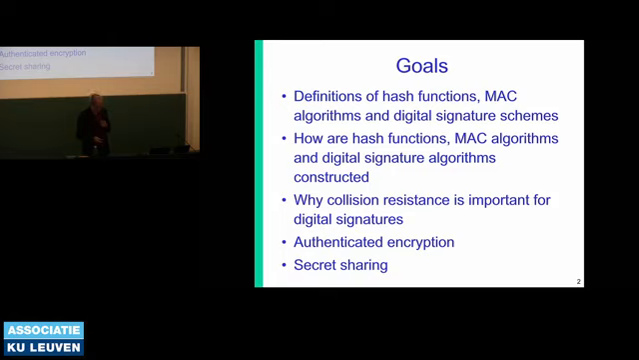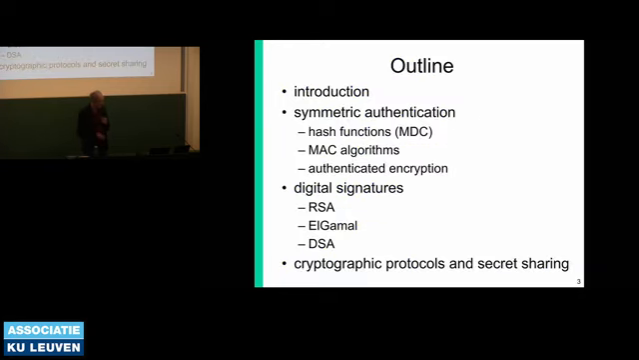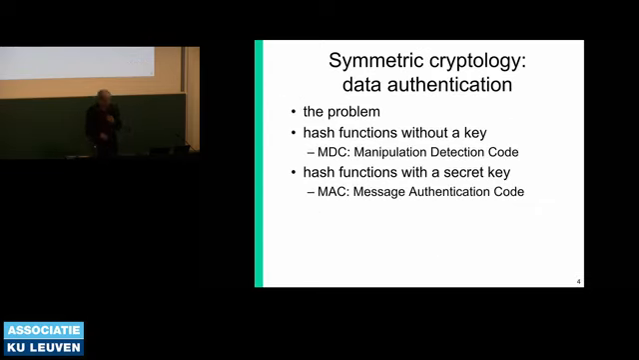We look at collision resistance for hash functions, and we look also at authenticated encryption. If there is time left, we'll also discuss secret sharing. So here's an outline in more detail. We start with the introduction, and then we look at symmetric primitives, so hash and MAC, then asymmetric or public key primitives, digital signature schemes, and then make the connection with protocols.